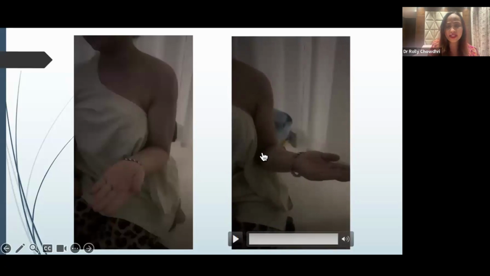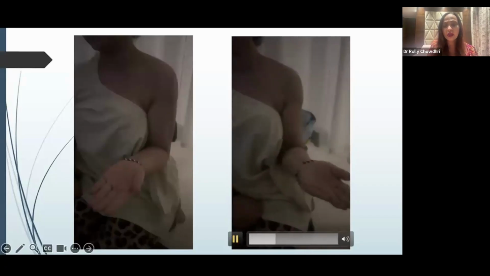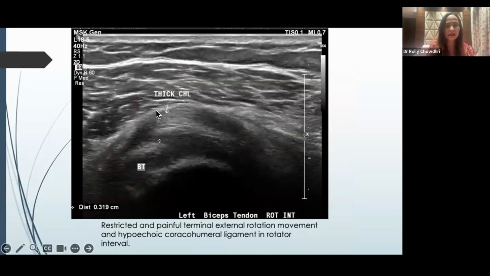So I just asked her to fix the elbow on the iliac blade and asked her to externally rotate. She said no way she can go beyond this. It is very painful. Even this part, if we see, is very painful to her. She couldn't do any more rotation. So in this, when I scanned her, her coracohumeral ligament was very thickened. It was actually giving a slight appearance of the pseudo double tendon appearance.